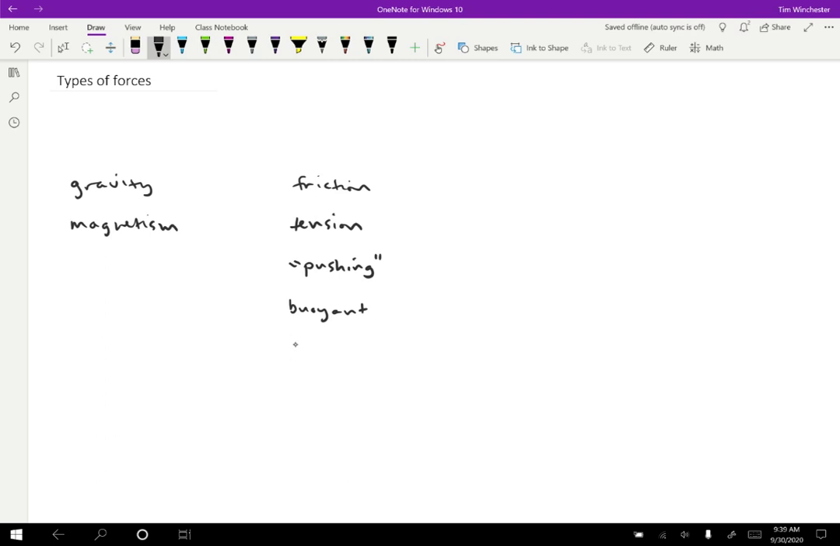Another one is air resistance. So this is, for instance, the reason why a skydiver falls really slowly with a parachute open, because they have a really high air resistance. It's essentially just another kind of friction. It's just friction with a gas rather than friction with a surface contact.